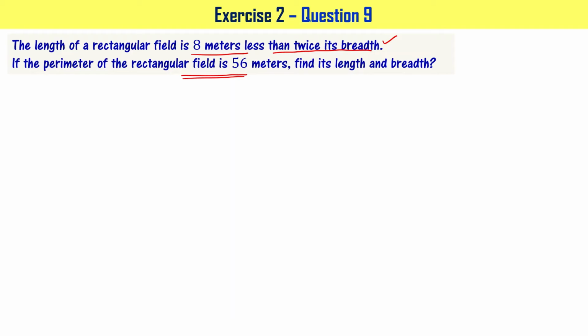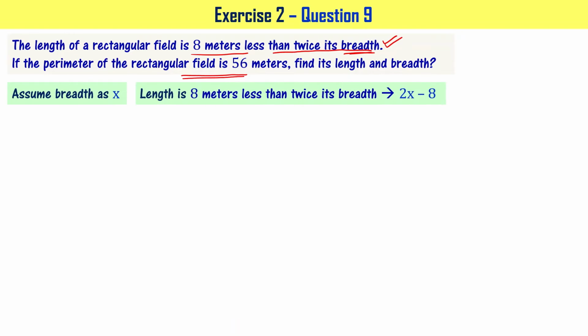So if I assume breadth, then based on the first statement, I can get what is the length of the rectangle, right? Let's do that. Let's assume breadth as x. Then length is 8 meters less than twice its breadth. Twice the breadth means 2x. And 8 meters less we have to do. That's why we are subtracting 8 from that. So 2x minus 8 is length of the rectangle. Breadth is x, right?